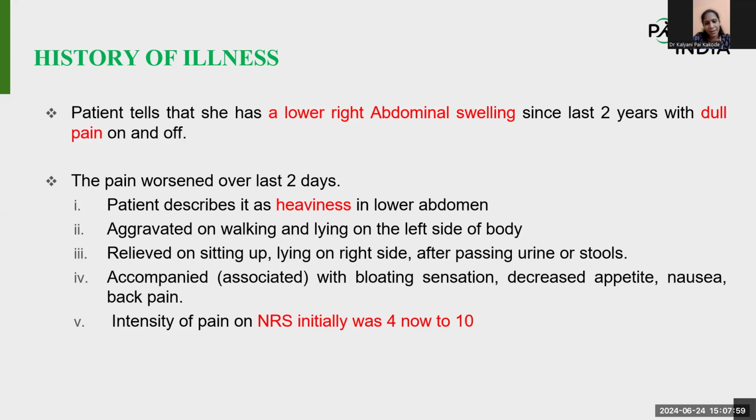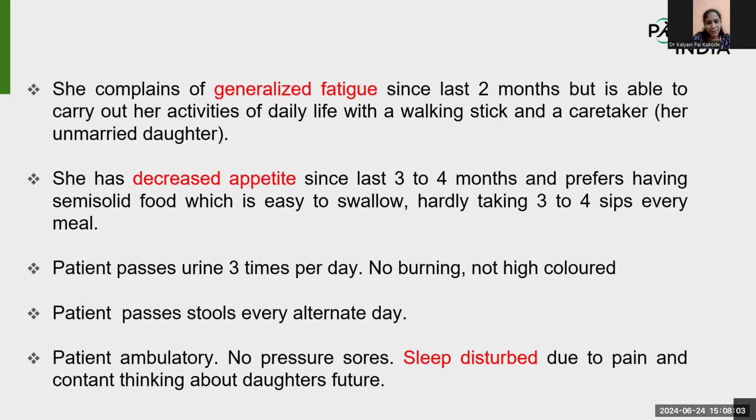It was 4, and now since the last 2 days, it has increased to 10. This was the first thing that brought her to our setup. The other things that she also mentioned was that she had generalized fatigue since the last 2 months. But when inquired more, she said that she could carry on her day-to-day activities with the help of her caretaker. Her caretaker was her unmarried daughter, and also she used a walking stick.